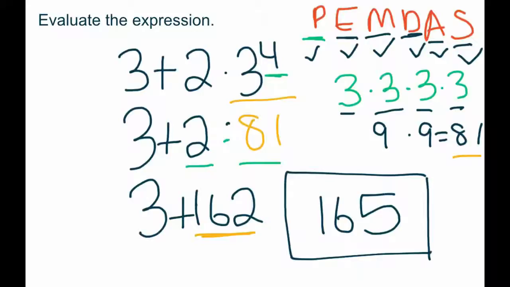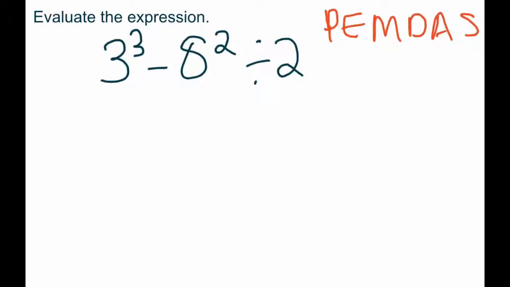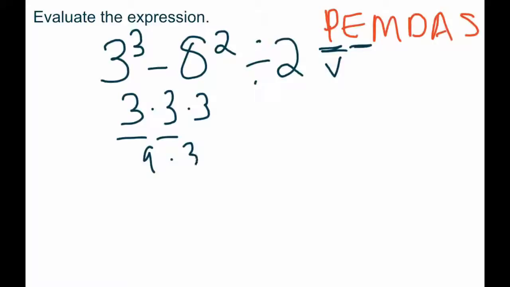Let's try another example. Our first step is to look for the P, parentheses. We see no parentheses, so we just write a check. Next, we look for E, exponents. Here we have the exponent of 3 to the third power. So that's 3 multiplied by 3 multiplied by 3. Now 3 times 3 is 9. And 9 multiplied by 3 is going to give us 27.